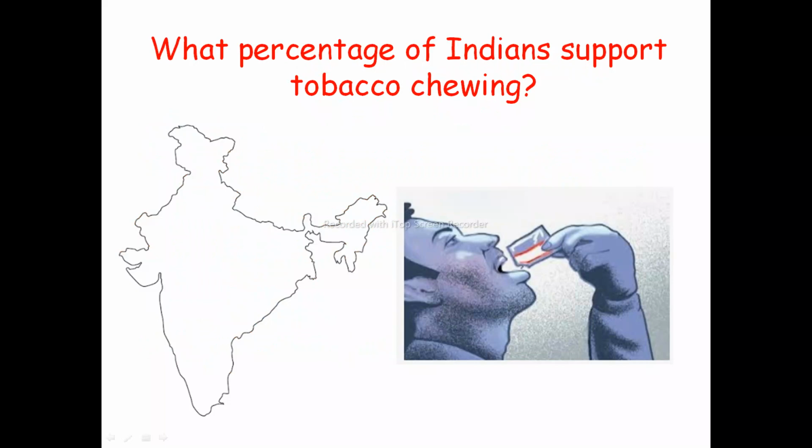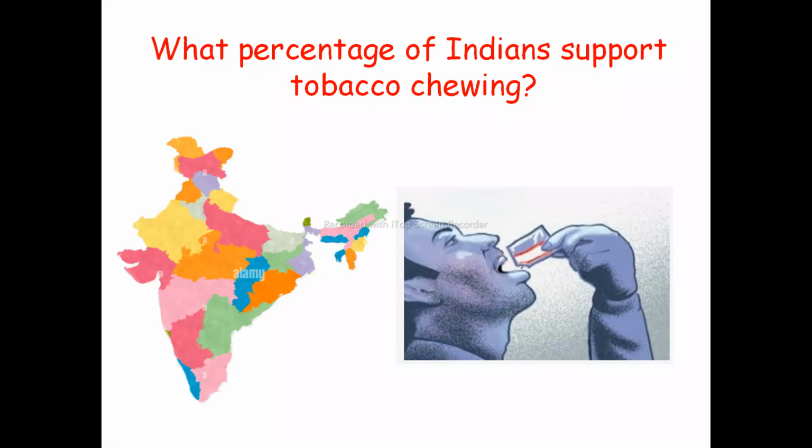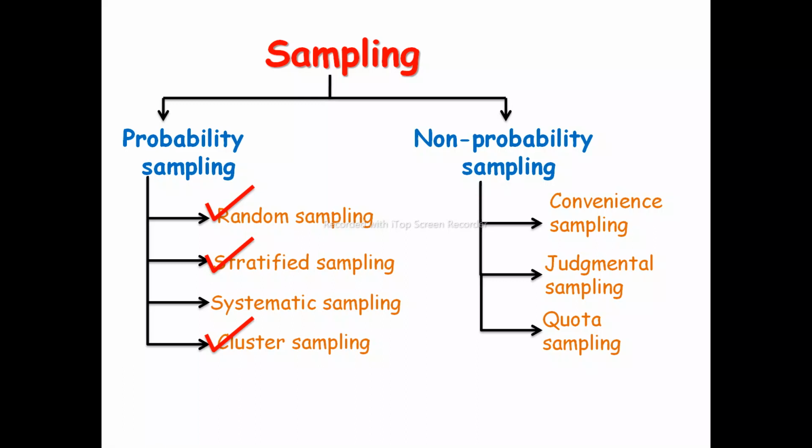Now, how will you apply this cluster sampling technique to our investigation question, that is, what percentage of Indians support tobacco chewing? Maybe we can divide our country state-wise. So 29 states will give 29 clusters, and randomly we can select 3 or 4 states, and all the people of those states will be considered as our sample. So this is how we do cluster sampling. This was all about today's video regarding cluster sampling.